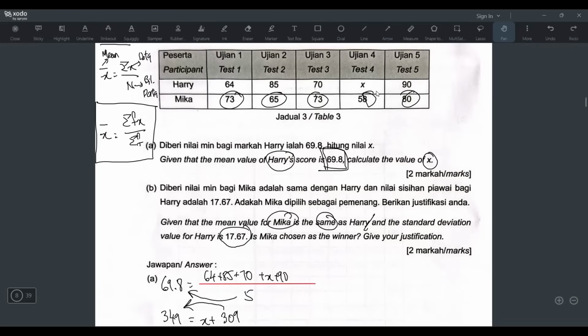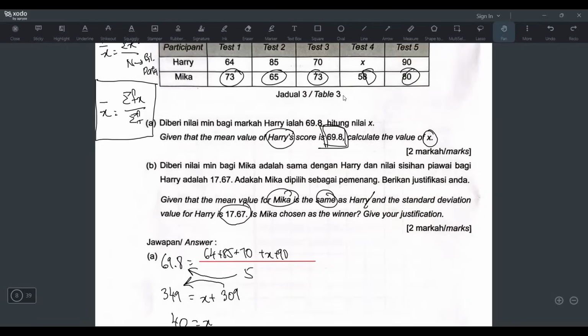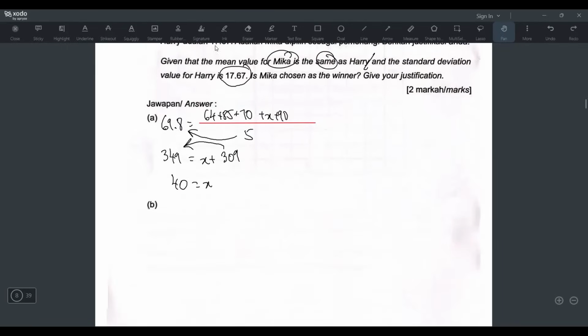Because there are 5 tests. So you have to choose the one that performs well, and also is more consistent. Okay, but since they have the same mean, the averages of both people are the same, we use the standard deviation to see who wins. But you have to choose the smaller standard deviation. Okay, they already give you the standard deviation for Harry.